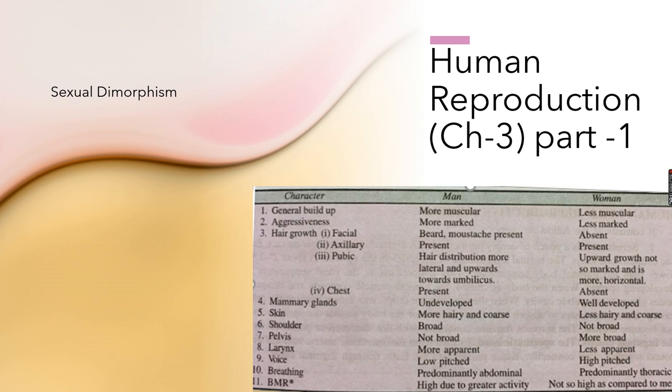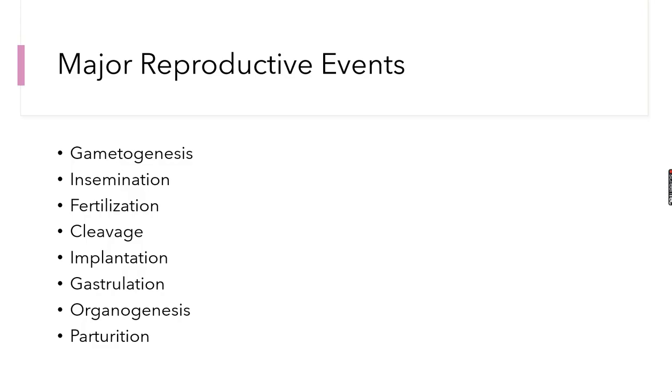And then we are taking the next topic. In this chapter, the major reproductive events are, first of all, gametogenesis. Gametogenesis means the formation of gametes. It includes spermatogenesis, formation of sperms in males, and oogenesis, formation of ova or eggs. Next is insemination. It is the transfer of sperms by the male into the genital tract of the female.